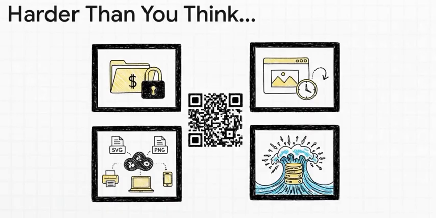You can't just dump financial data into a public folder. That's a huge no-no. And what happens when a customer clicks a link in an email from 6 months ago only to see a broken image? That's a terrible user experience. Then you've got formats. You need a sharp vector SVG for printing, but also a small PNG for a mobile app. How do you handle that smoothly? And maybe the biggest question of all, can your system survive a sudden flood of thousands of requests?